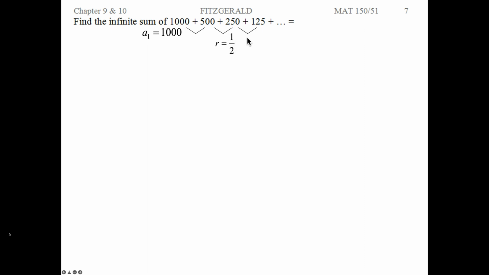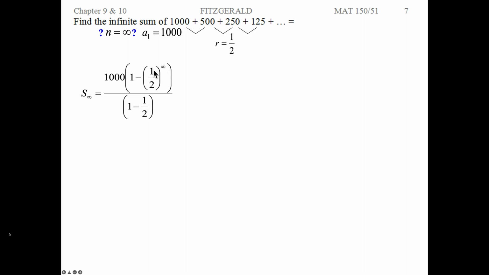The problem is how far do we go? We go to infinity. Put it in the formula. What? Yes, put it in the formula. S sub infinity for the n equals 1,000 times 1 minus 1/2 to the infinite power over 1 minus a half. Let's think about this 1/2 to the infinite power.